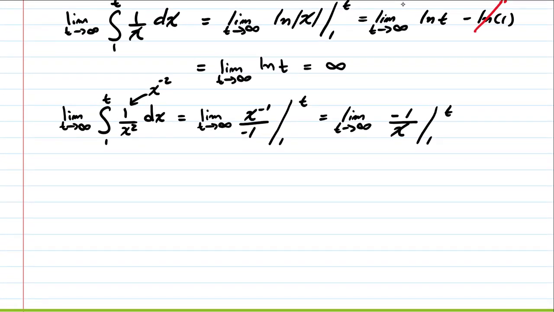So now finally, we can do our f of b minus our f of a. So we're going to have negative 1 over t minus, so plus, 1 over 1. So that's our f of b minus f of a. So now as t goes to positive infinity, what does 1 over t go to? Well, a constant divided by infinity goes to 0. So what does that limit equal? 1. Interesting.